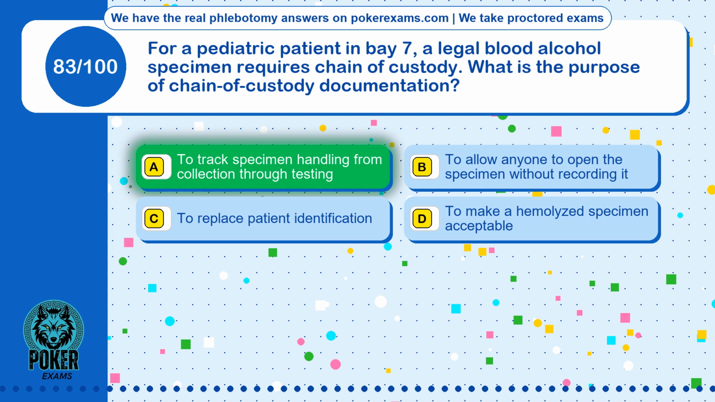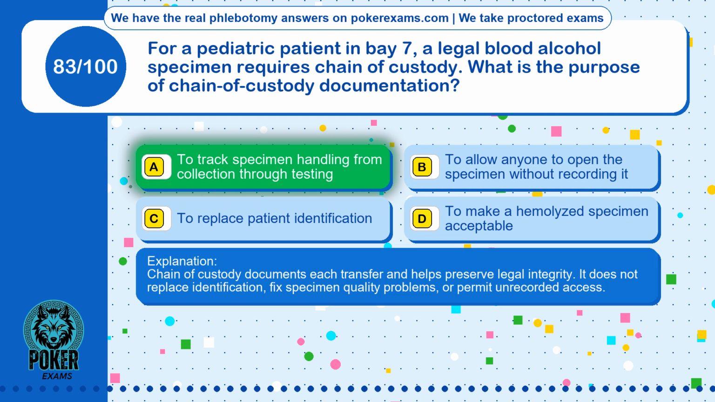The correct answer is option A. To track specimen handling from collection through testing. Chain of custody documents each transfer and helps preserve legal integrity. It does not replace identification, fix specimen quality problems, or permit unrecorded access.